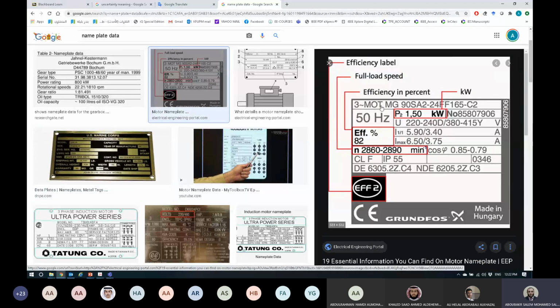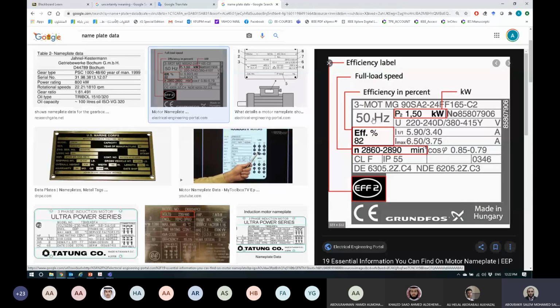Here, this is for a three-phase motor. Three-phase, this is the symbol of phase. So three-phase motor, MG, and so on, this is the serial number of the product. 50 hertz means that this device is working at 50 hertz. But does it mean that it cannot work at 52, 55, 60? It's possible. However, you will not get the rated performance or the better performance of this machine.